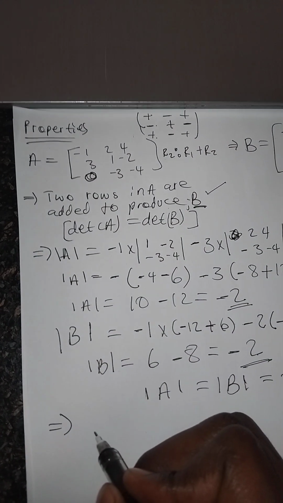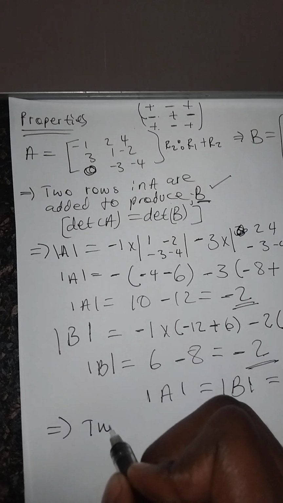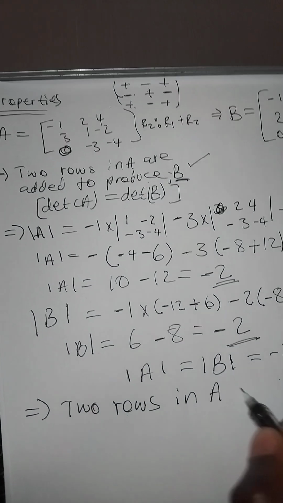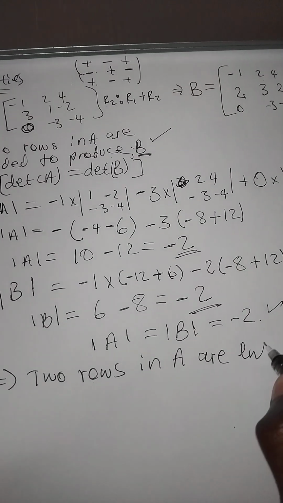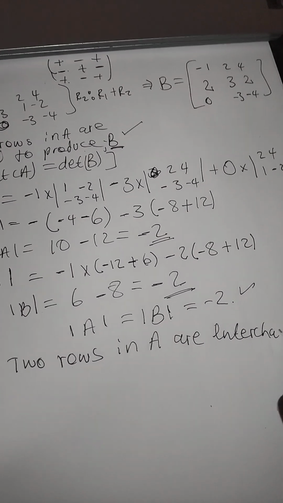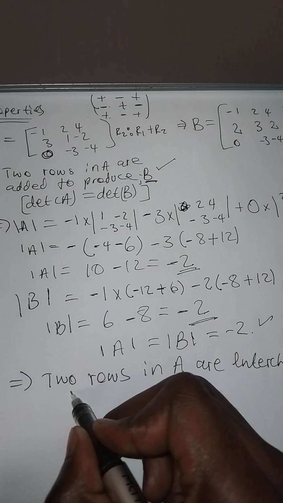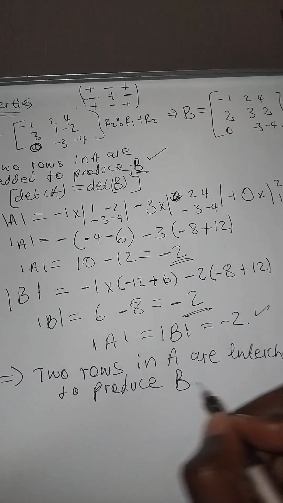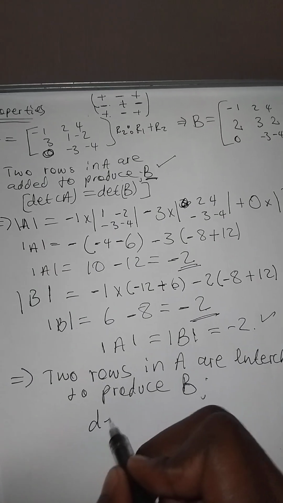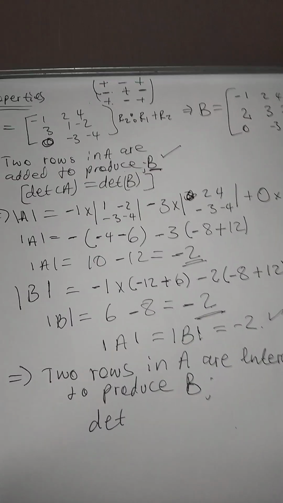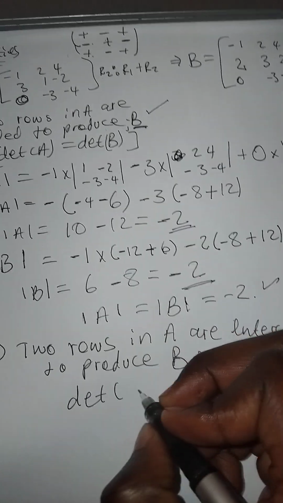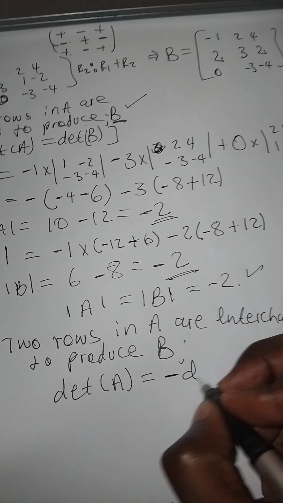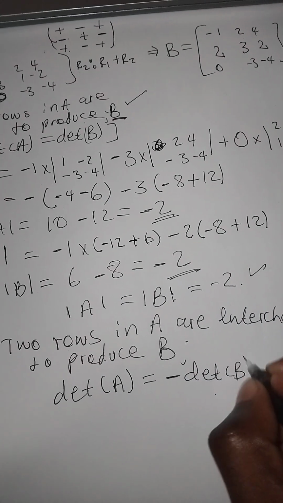So the other one says that if 2 rows in A are interchanged to produce B, then the determinant of A is equal to minus the determinant of B, just like that.